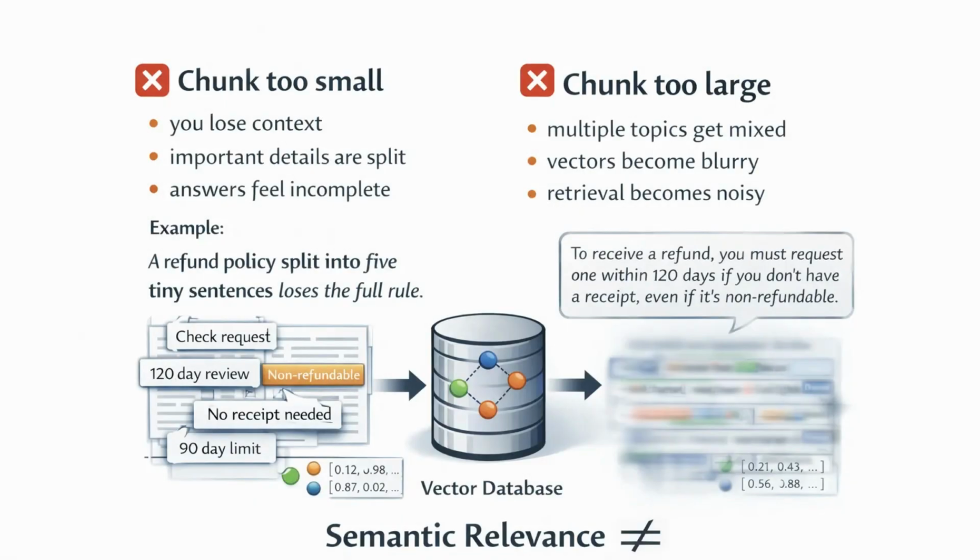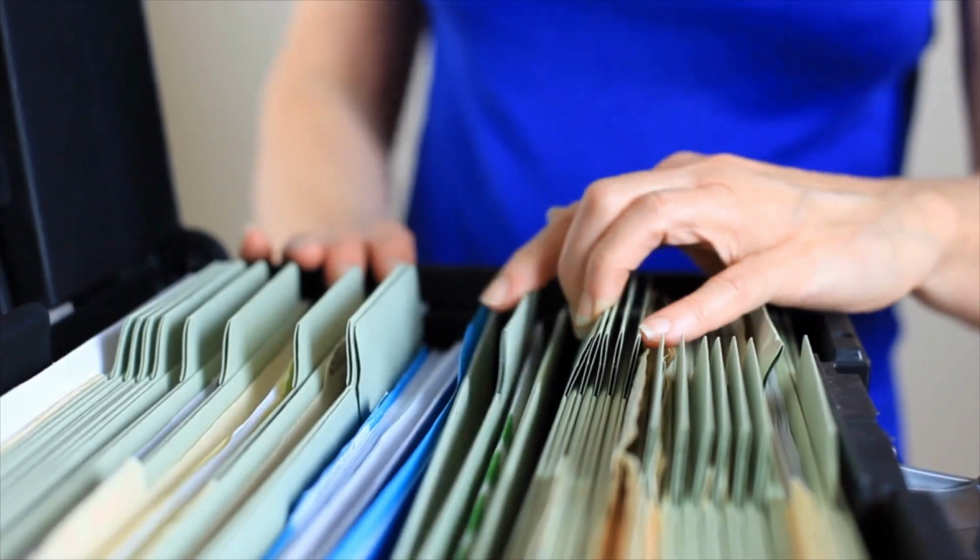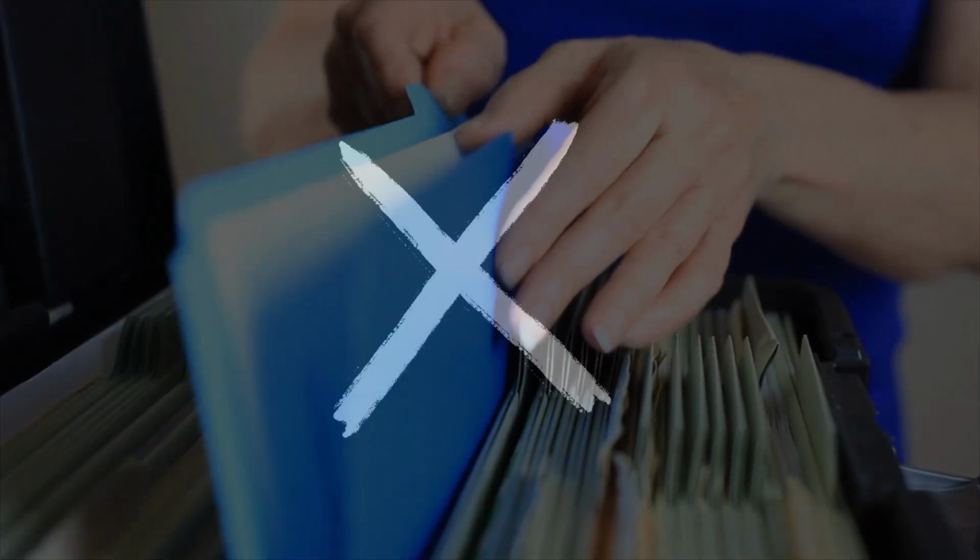Chunks too small? If chunks are too small, you lose context. Important details are split, and answers feel incomplete. Let's take an example: a refund policy split into five tiny sentences loses the full rule. Chunks too large? If the chunks are too large, multiple topics get mixed, vectors become blurry, and retrieval becomes noisy. The system retrieves something, but not the right thing.